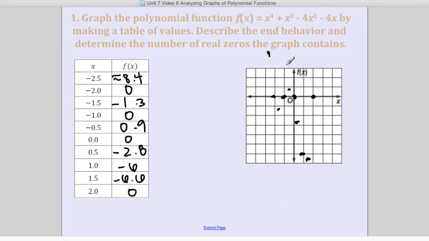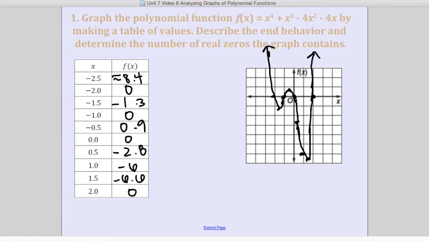Okay, now it looks a little crazy, but I'm just going to connect it. Just go in order. Connect the dots. Going down and all the way back up. So here is a rough sketch of my polynomial using my table of values. Okay. Now what I need to do is answer the question. So we graphed it. Now we need to describe the end behavior.